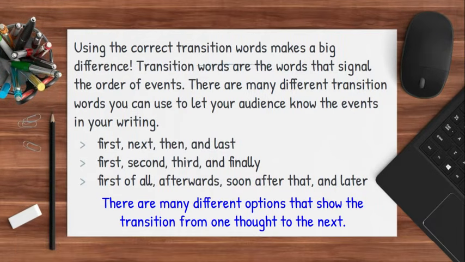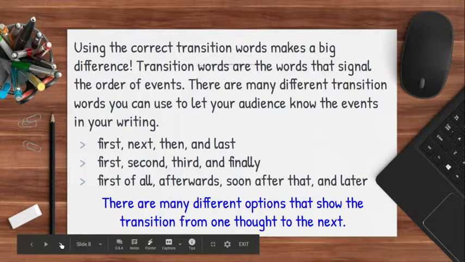Using the correct transition words makes a big difference. Transition words are the words that signal the order of events. There are many different transition words you can use to let your audience know the events in your writing. We often use the words first, next, then, and last. We often also use first, second, third, and finally. Sometimes we even use first of all, afterwards, soon after that, and later. There are many different options to show the transition from one thought to the next.